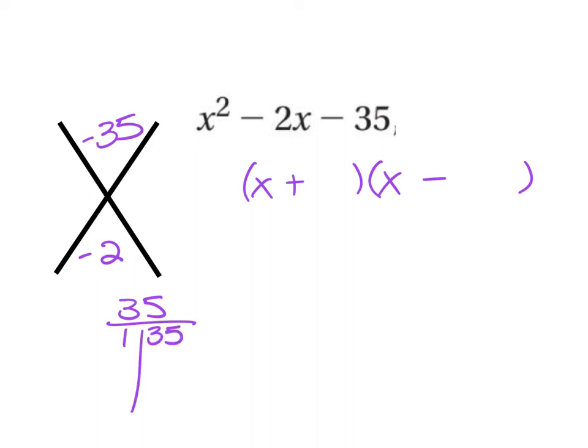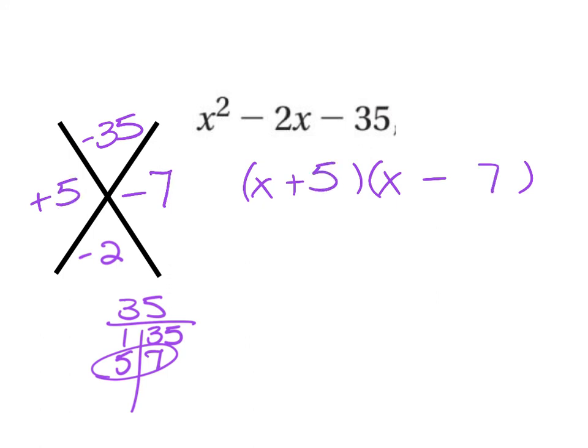So let's see, 2, 3, 4, 5, and 7. Looks like that's where we're at, 5 and 7. Now, because I have one of each, my sum needs to be negative. That means 7 will be the negative one, 5 will be positive. So this will be 5, this will be 7.